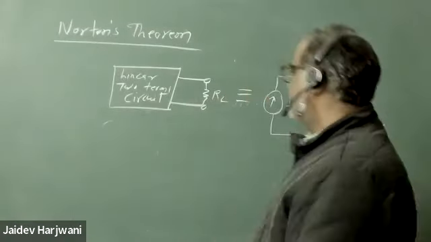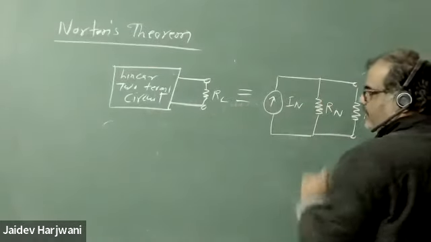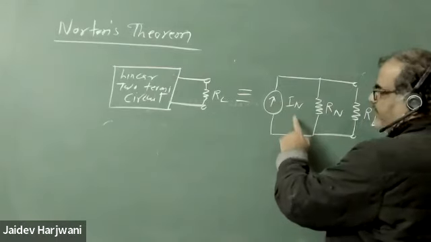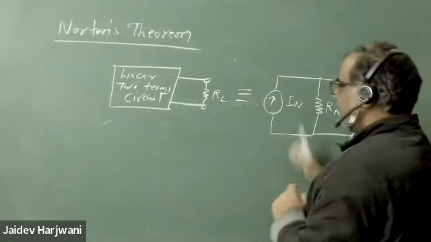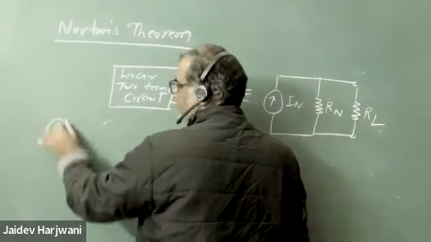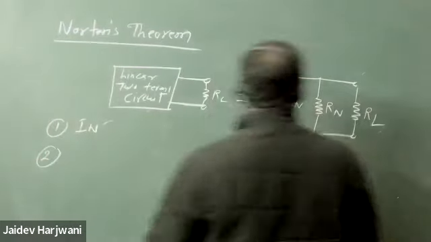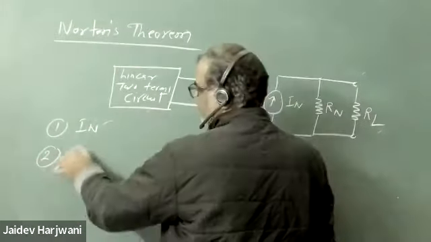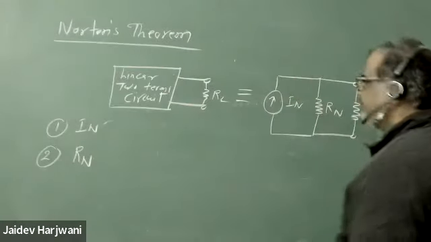Okay, now I'm saying this circuit is equivalent to this circuit. So first let me explain the meaning of this circuit. If I want to calculate the Norton equivalent, I need one thing, IN, and the second thing I need is RN. So how to calculate IN?